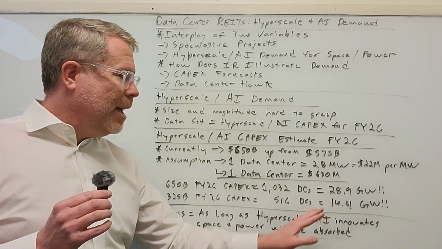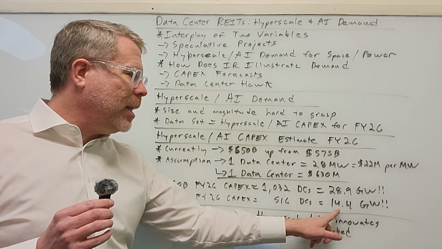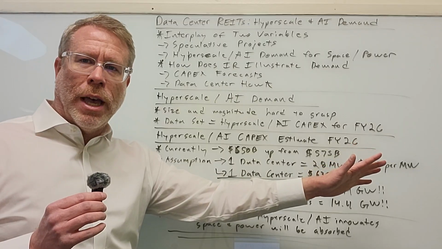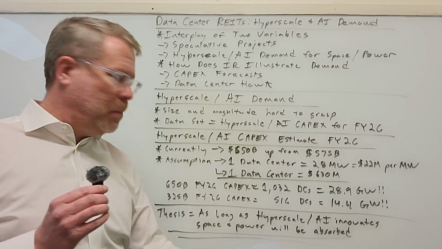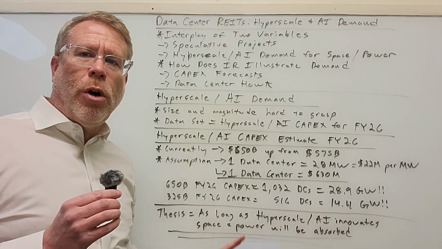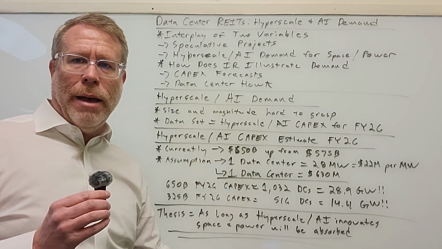And this is the key. This is 14.4 just for 26. Theoretically, you multiply this by 5 to get the most bullish number of what demand looks like for the next 5 years. And this is what is the key if you're an investor in this space. As long as hyperscale AI is innovating, there will always be demand for space and power, and it will always get absorbed by the market.